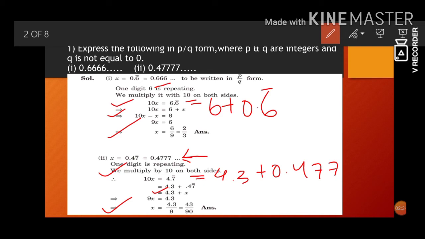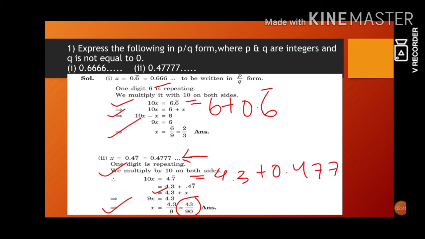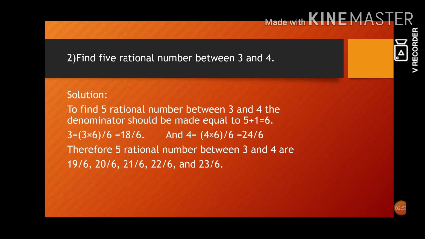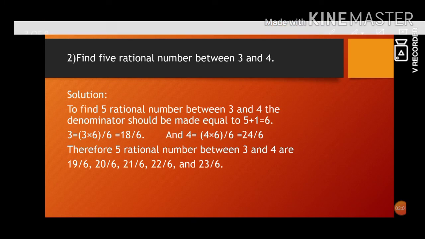Now 43 is a prime number, so we cannot simplify it with 90, and you can see 43 by 90 is P by Q form where Q is equals to 90, which is not equals to 0. So this is how sums like this are done, and this is one of the most important sums in our first chapter. Second question is, write 5 rational numbers between 3 and 4.